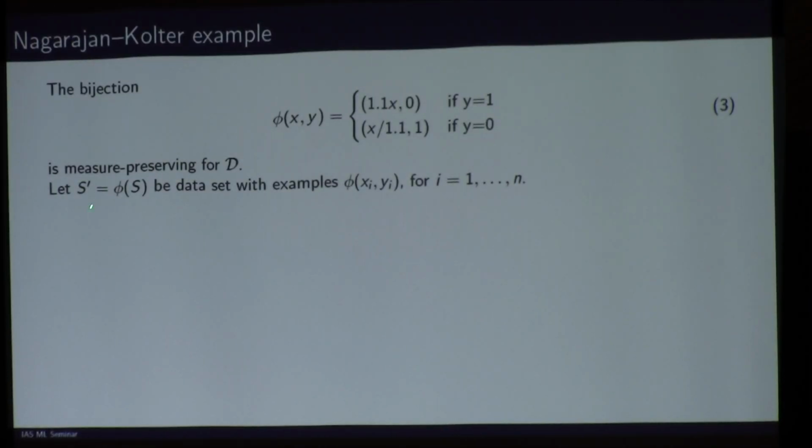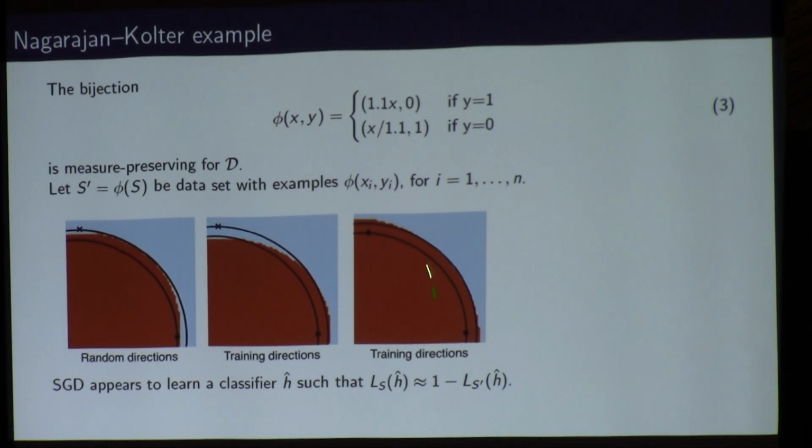So define a doppelganger data set, or antipodal data set, S prime, which is my training data set passed through this measure-preserving map. Meaning I have training examples that are phi of x_i, y_i for i from 1 up to n. Based upon this defect, what I actually notice is that my empirical risk on the true data set might be small, but my empirical risk on this S prime is near 1. So I almost get every single example wrong when I pass it through this map. And importantly, this data set that I've concocted by transforming the training data set has the same distribution as the initial training data set.